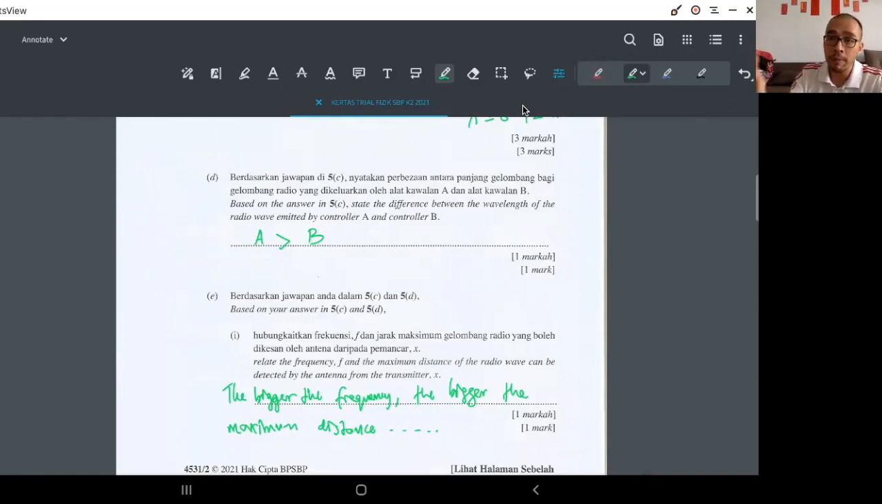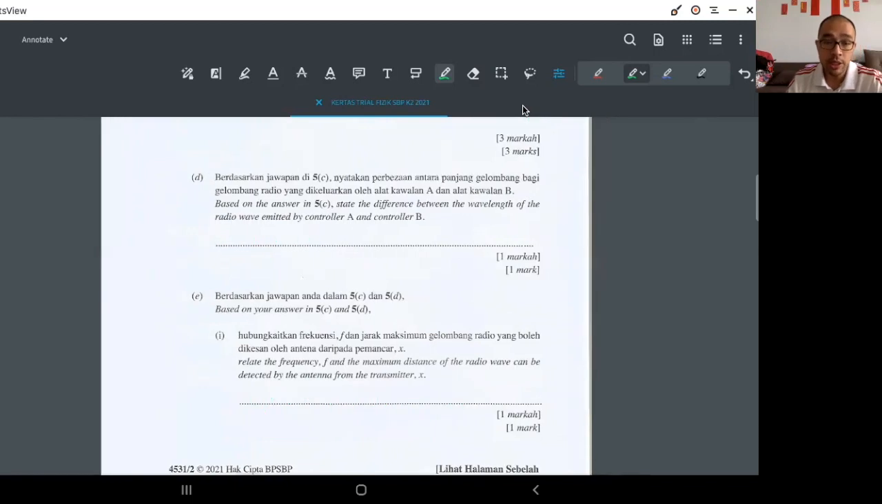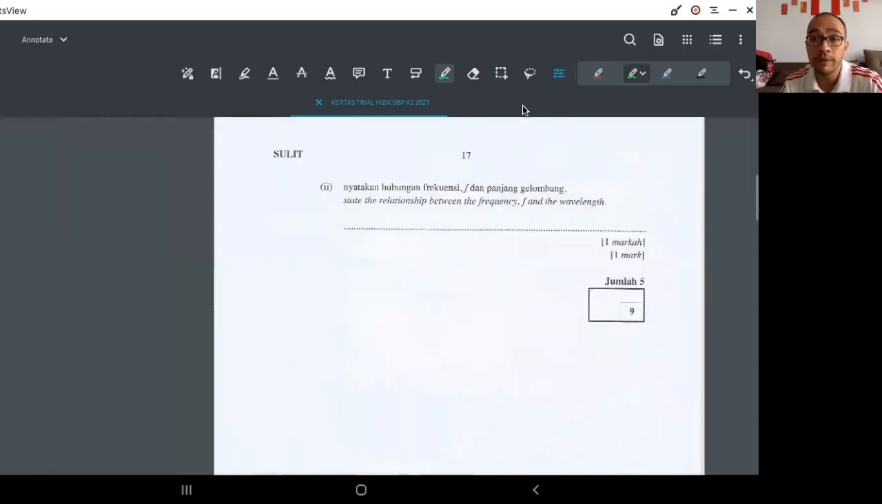You have already compared, oh, bigger frequency, so that means the traveling distance is further. So the bigger the frequency, the bigger the maximum distance. And again, remember when you write the relationship, make sure the order is correct. Frequency affects the maximum distance, not the maximum distance affects the frequency. State the relationship between the frequency and the wavelength.